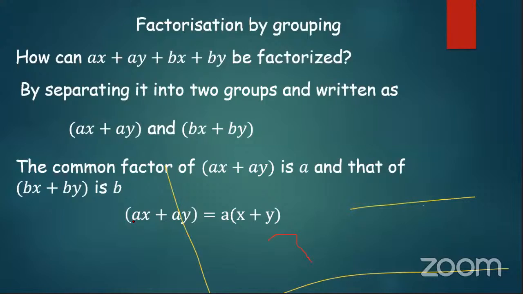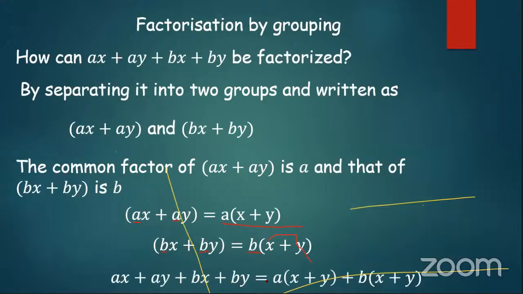In the first pair, we have A and A. So the common factor will be A, so we put it outside, and that will give us A into X plus Y. Then in the second one, we have B. B is the common factor, so we shall write it outside, then open brackets, X plus Y. Then our term here will be equal to A into X plus Y plus B into X plus Y.